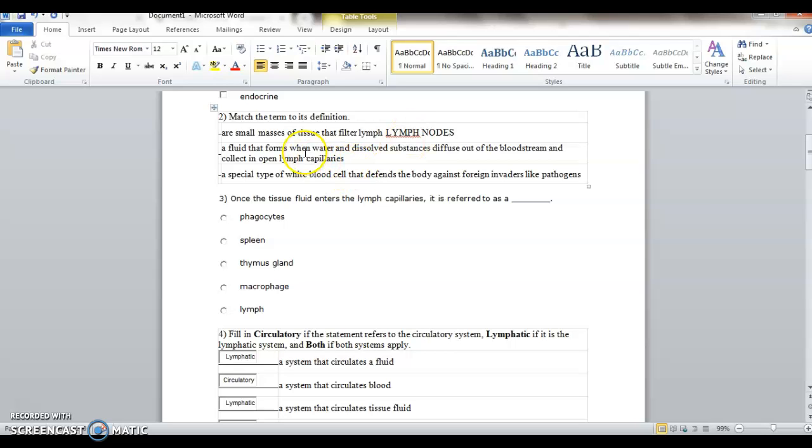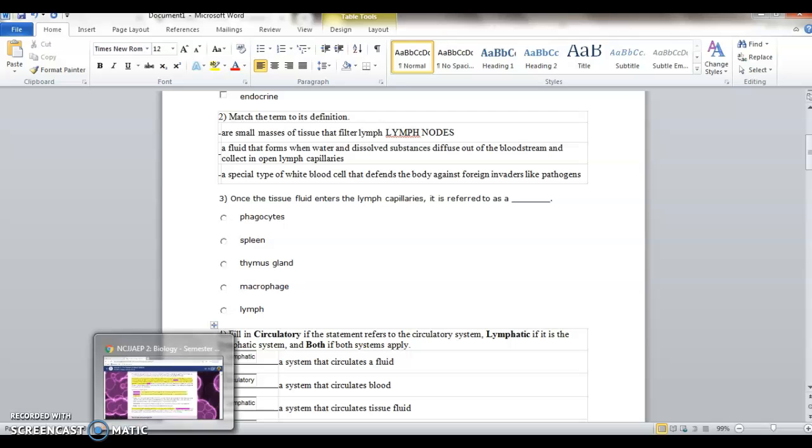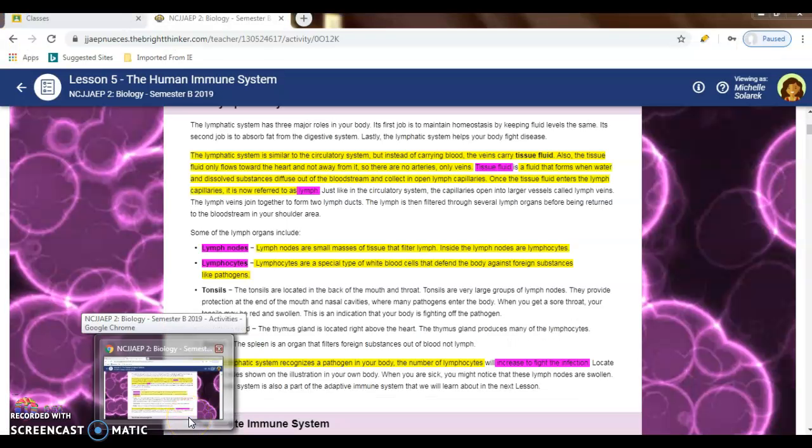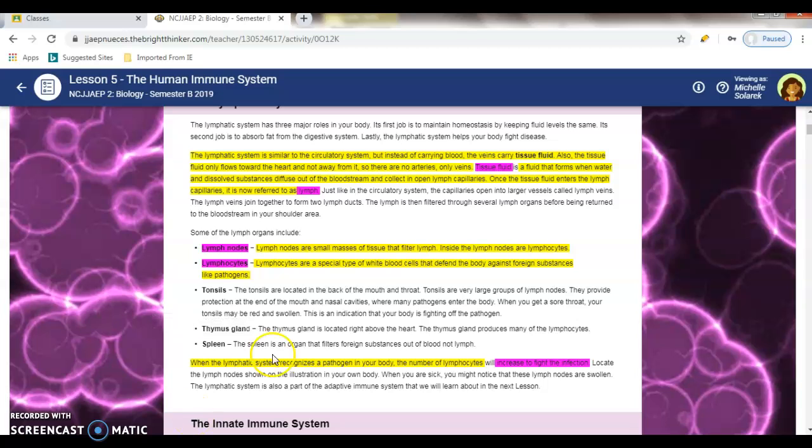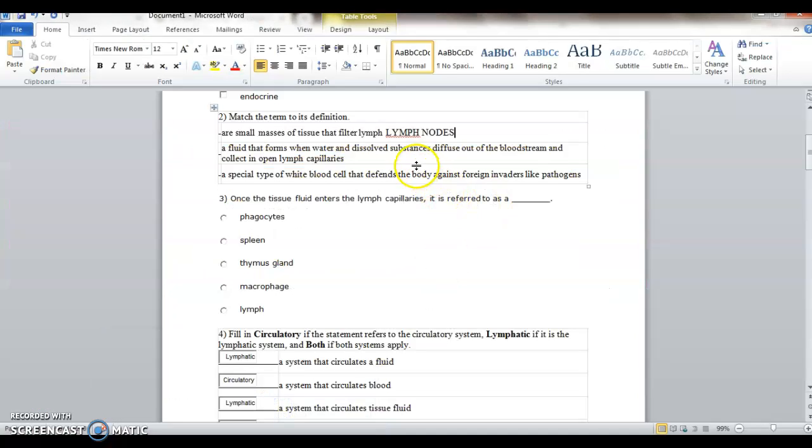And then the second one, a fluid that forms when a water dissolved substance diffuses out of the bloodstream and collects in open lymph capillaries. That would be tissue fluids. So tissue fluids is the answer to the second part of the second question.